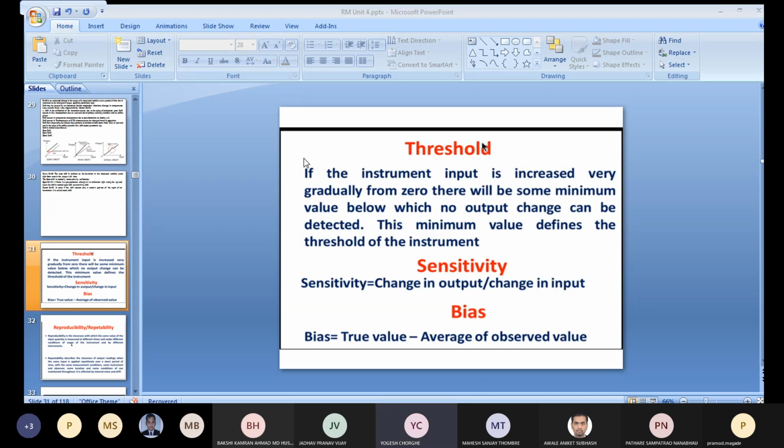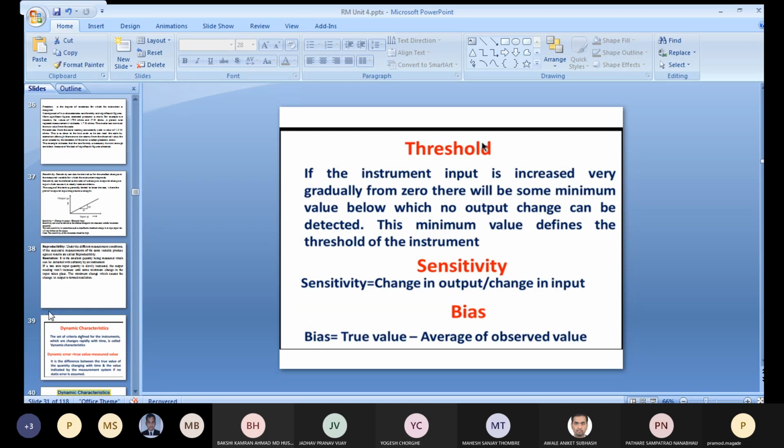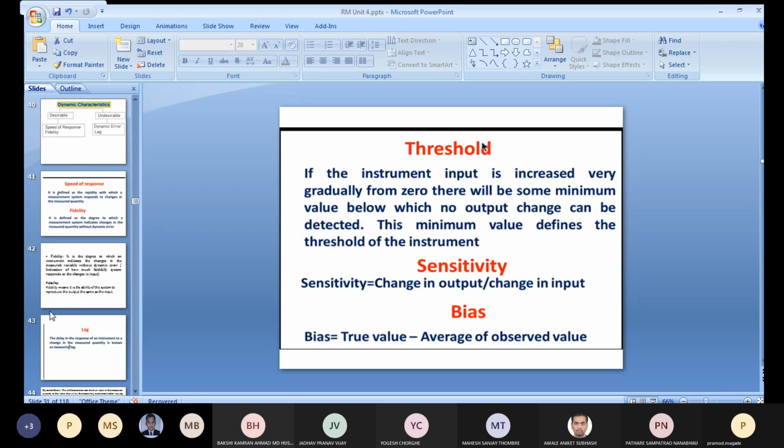Change of output with respect to input. Okay. Now, next point for the static characteristic, bias. So bias is nothing but, I think in MQC you have learned this word, bias. Can anybody tell me what is bias? What is bias effect?